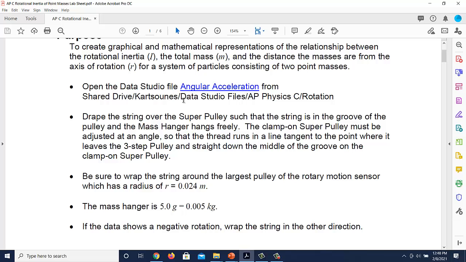This tells you how to find the program that runs the equipment, runs the rotational probe and rotational motion sensor, and is just a big graph of angular velocity versus time. This one's talking about how to make sure the super pulley is angled right.